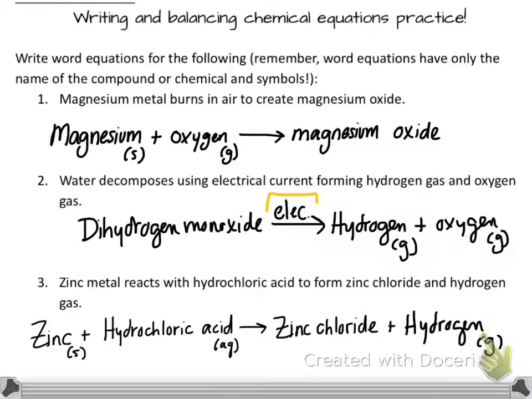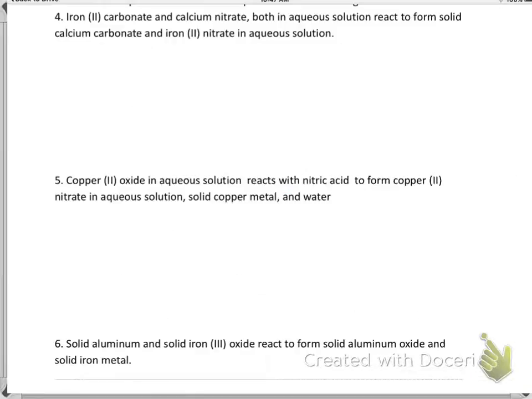Okay, and for the last of this set, we have zinc, which we're told is a metal, so that's a solid, reacting with hydrochloric acid. Acids are always in aqueous solution, and that forms zinc chloride. We're not told what state the zinc chloride is in, and hydrogen gas. Okay, moving on. In the next three, you're asked to write a word equation and then a formula equation.